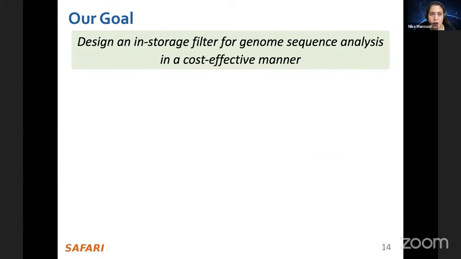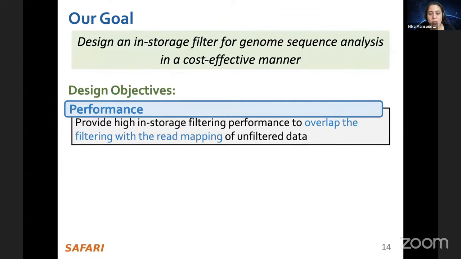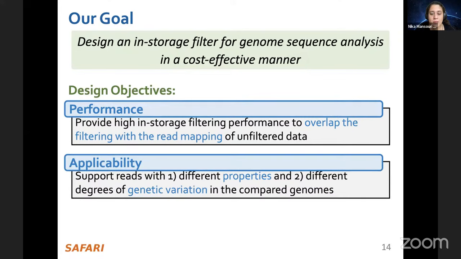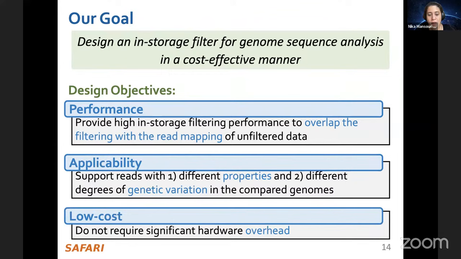Motivated by these observations, our goal is to design an in-storage filter for genome sequence analysis in a cost-effective manner. To that end, we have several design objectives. First is to achieve high performance, so that the filtering process happening inside the storage can overlap with the read mapping of unfiltered data happening in other parts of the system. In a way, the filtering would be fully masked in the SSD. Second is applicability, to support reads with different properties and different degrees of genetic variation in the compared genomes. And third is low cost, which is not to require significant hardware overhead.